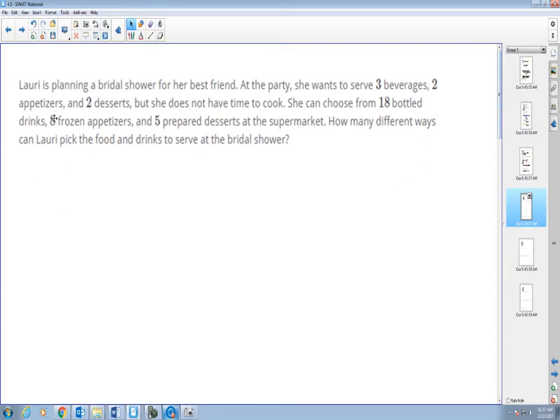So, this problem from the handout says Lori is planning a bridal shower for her best friend. At the party, she wants to serve 3 beverages, 2 appetizers, and 2 desserts. But she does not have time to cook, so she can choose from 18 bottled drinks, 8 frozen appetizers, and 5 prepared desserts at a supermarket. In how many different ways can Lori pick the food and drink served at the bridal shower?